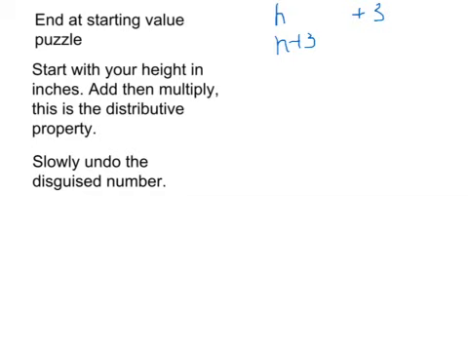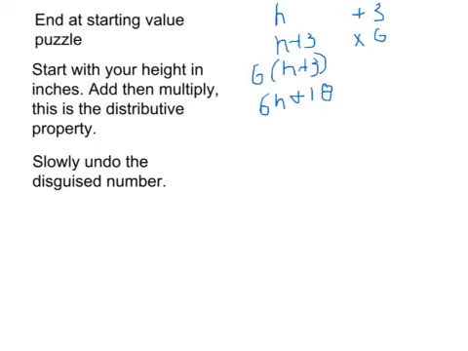And the next thing we're going to do is multiply by 6. That gives us 6 times h plus 3. And if you use the distributive property that you've been learning about, this gives us 6h plus 18.